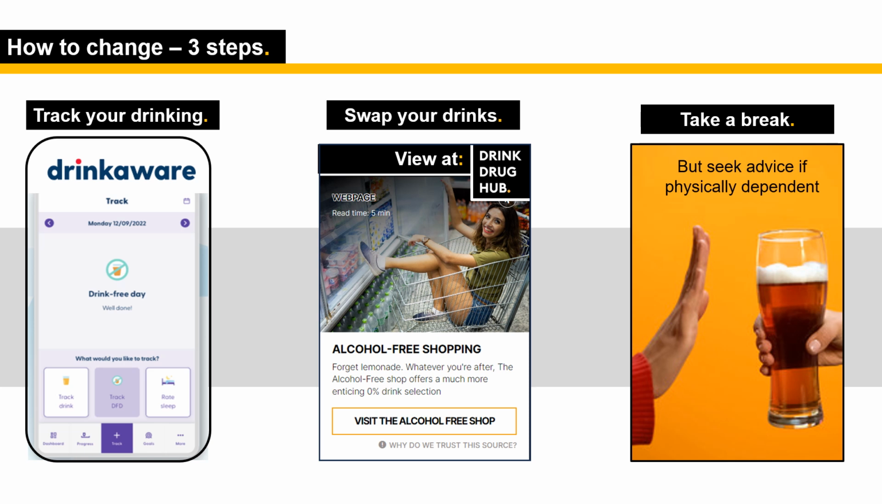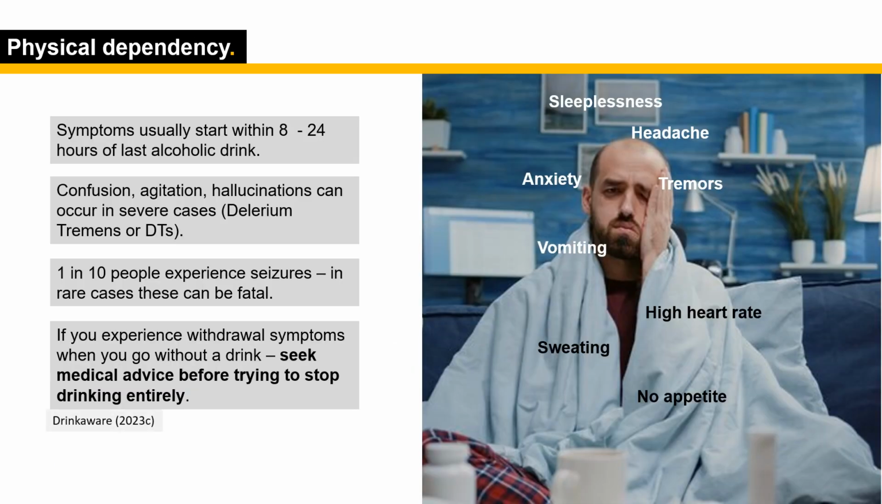And the final thing is people could take a break. We know that if people take a break, they tend to drink less as a result afterwards, and this tends to be a long-term change. The only exception we would make here is if you're physically dependent, and then we'd say absolutely don't try and take a break. You will know if you're physically dependent if you feel like this when you stop drinking.